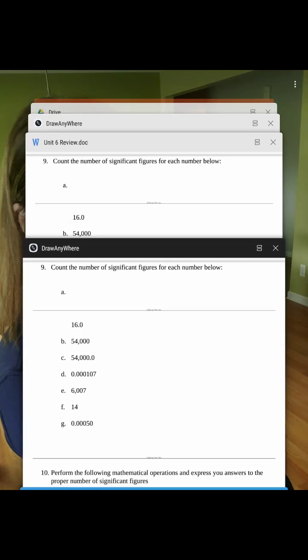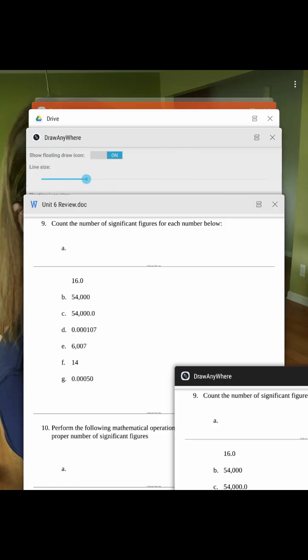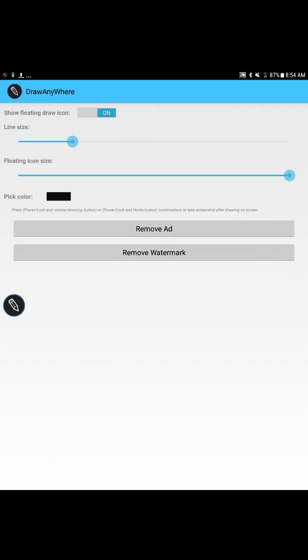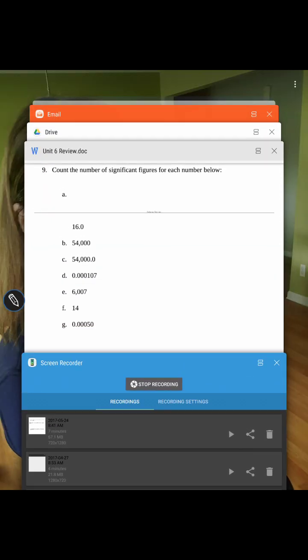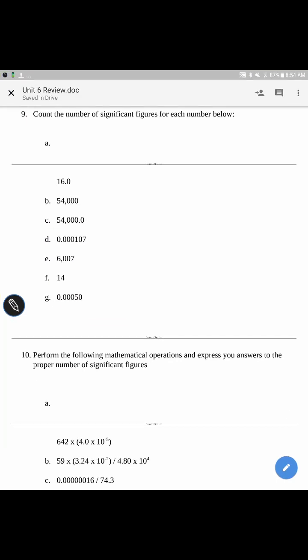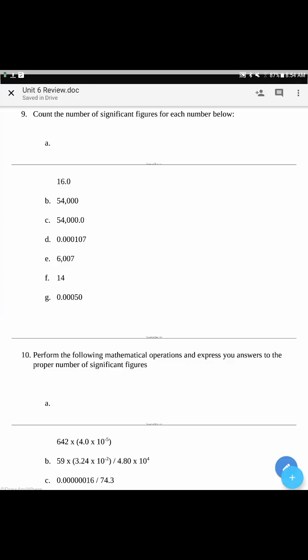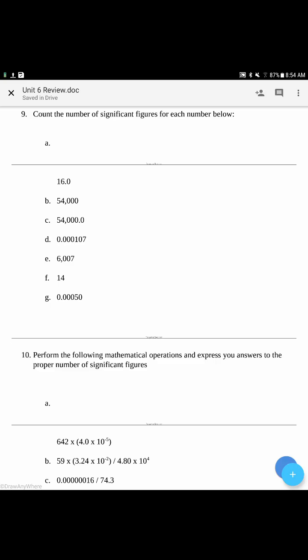Okay, we are going to talk about sig figs. All right, now, in sig figs, there's a few rules. First rule is really easy, okay? Any number that is not a zero is automatically 100% significant with no exceptions.